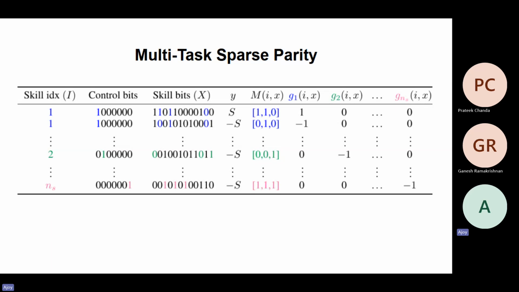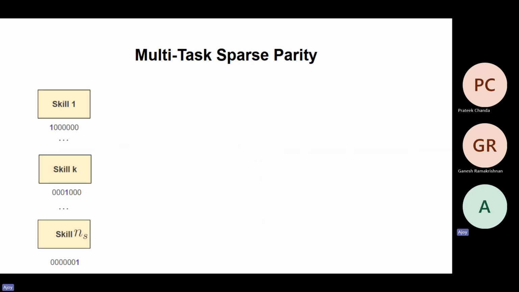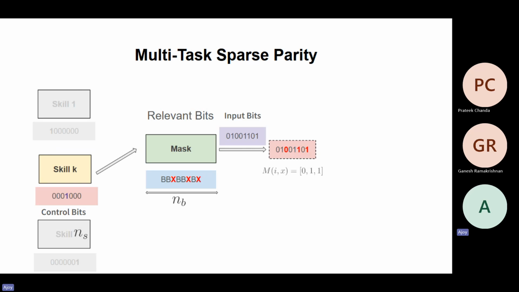Let's explain this in a better way. Next. We have a total of ns number of skills, and each skill is associated with a one hot encoding. Next slide. Each skill is associated with a mask. These are the relevant bits, and it is fixed. Multiple skills are represented by a one hot encoding. They are called control bits.